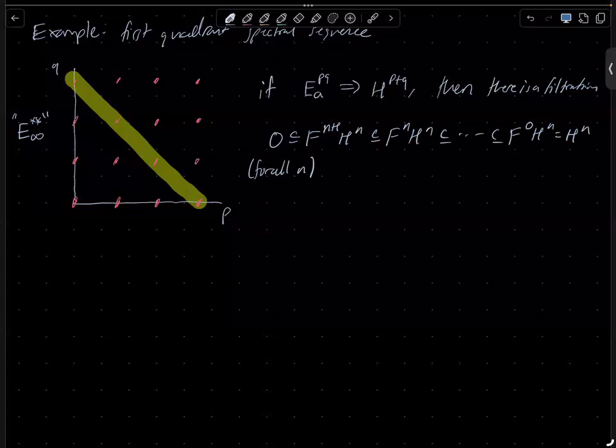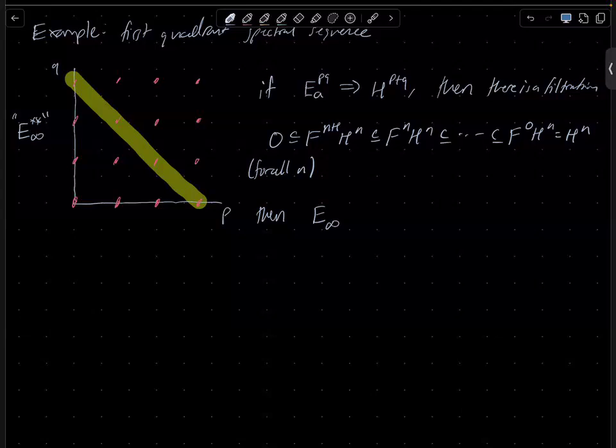Right, so how many terms are in this? It's from 0 to n plus 1. So how do I count? There should be n plus 1 terms in this filtration, including the top one, which is just H^n. Then we get the following isomorphisms by the definition of convergence. So E infinity^{p,q} is isomorphic to F^pH^{p+q} mod F^{p+1}H^{p+q}.